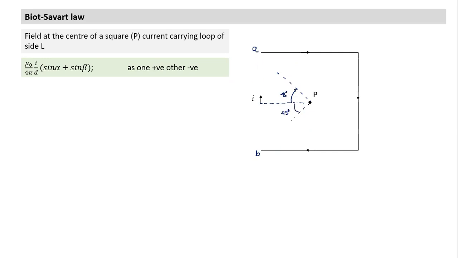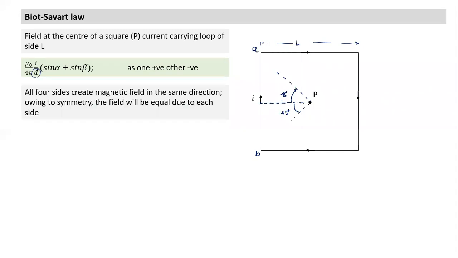Let me first calculate the field due to one side. The formula is mu naught I by 4 pi d. What is the d here? The perpendicular distance of the point from the line. What is the value of d I should substitute here? What is the perpendicular distance of P from the line? If the length of each side of the square is L, what is the length of this side? L by 2. L by 2.